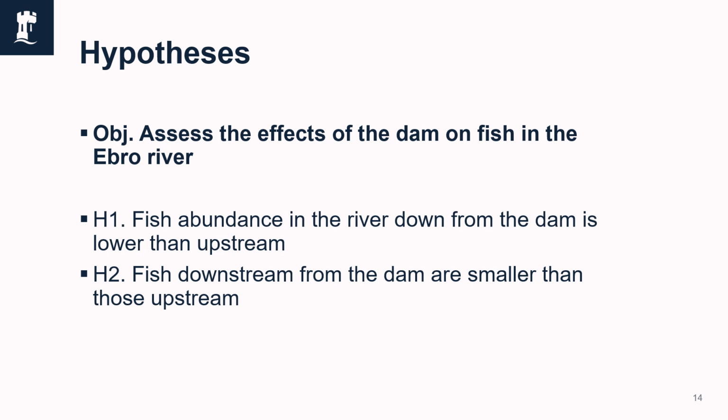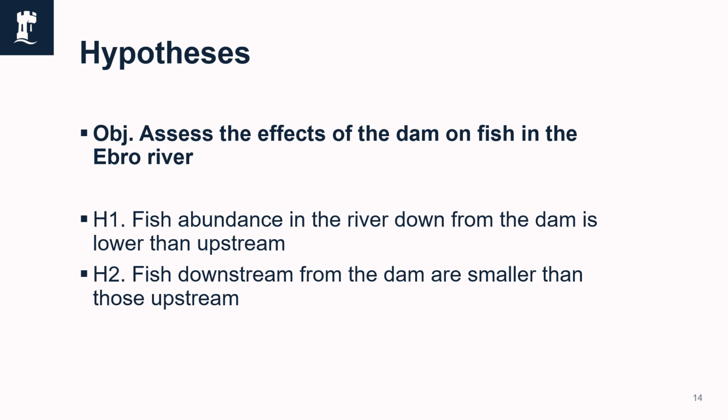So here's an example. We have our objective to assess the effects of the dam on fish in the Ebro River. Great. And we might wish to use a couple of hypotheses to help us with that assessment. Hypothesis 1: fish abundance in the river downstream from the dam is lower than it is upstream. So we would develop a data collection process that allowed us to compare fish size upstream from downstream from the dam. So our methods follow logically from the objective, and in this instance from the hypothesis that's connected to that objective.